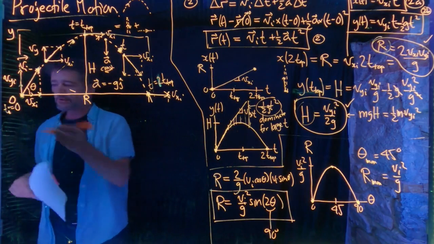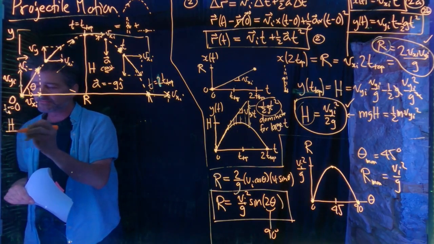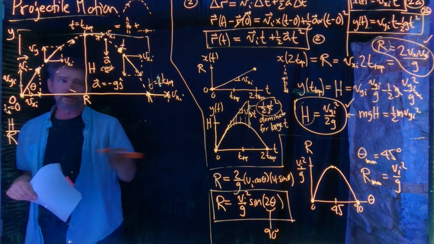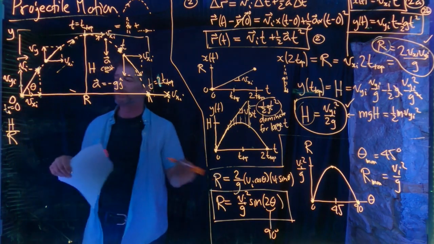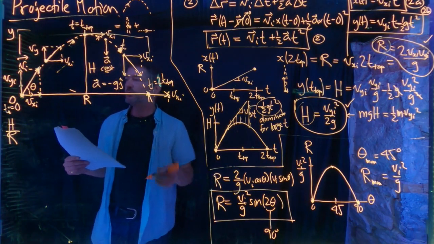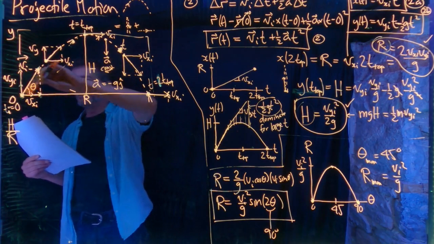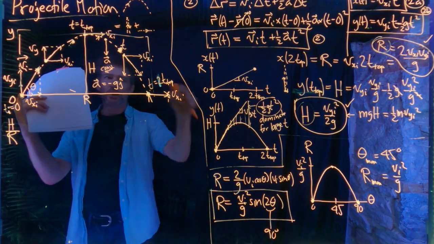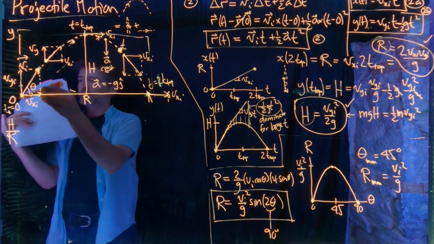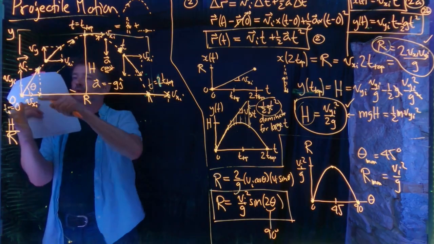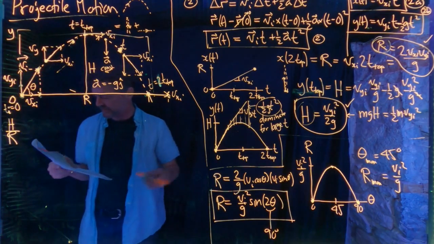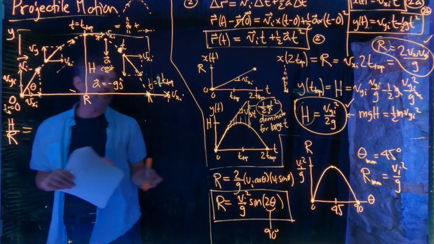So let's take the ratio of the maximum height divided by the range. And how does that ratio depend upon the launch angle? When the launch angle is small, it'll be a wide, squat box. When the launch angle is large, it'll be a tall, narrow box. So let's see that coming out explicitly. So h divided by r.